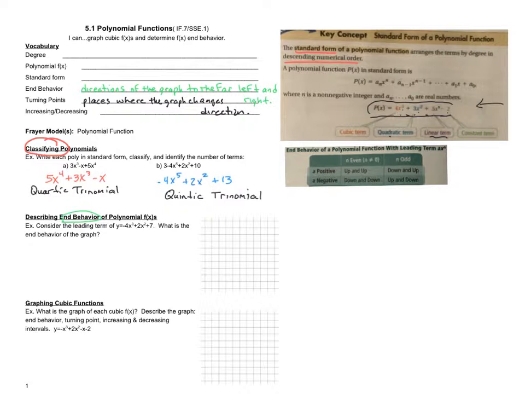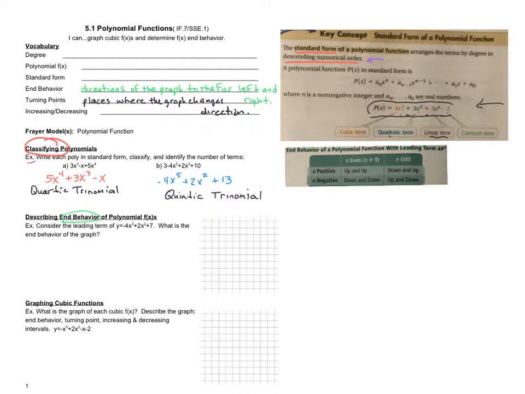Looking at this first set of examples: write each polynomial in standard form, classify, and identify the number of terms. We should remember that the standard form of a polynomial is when we have descending numerical order of our variable degrees. So we would reorder this.